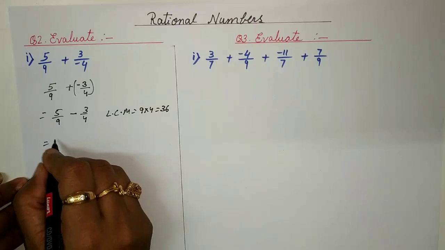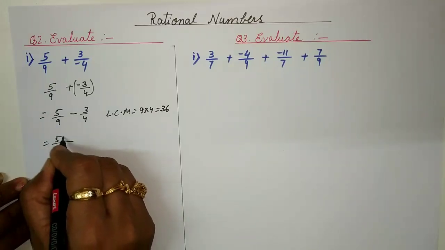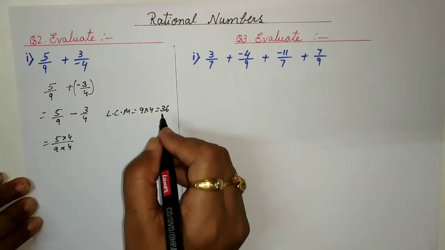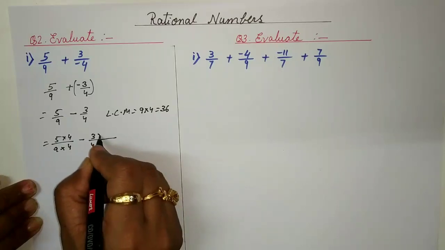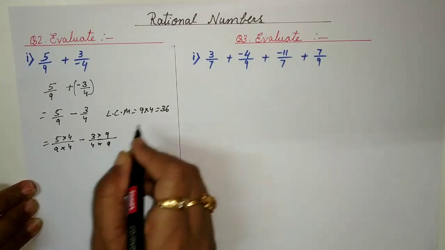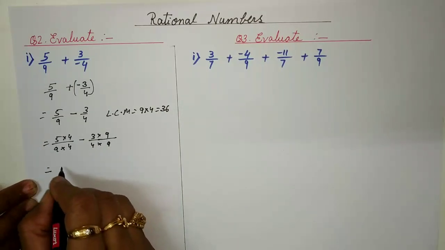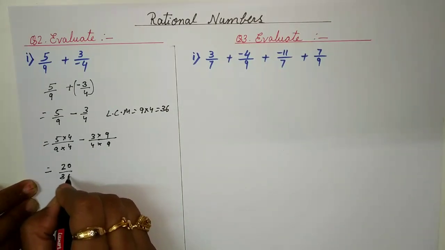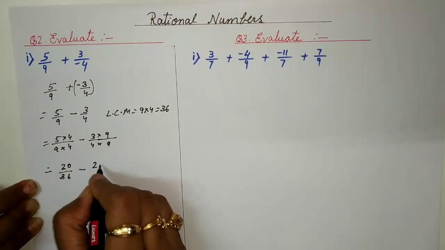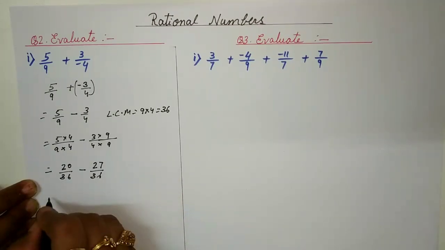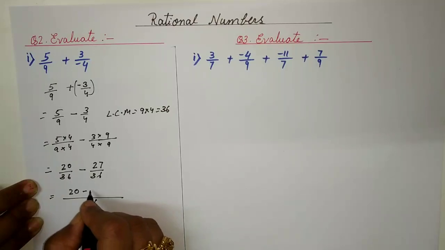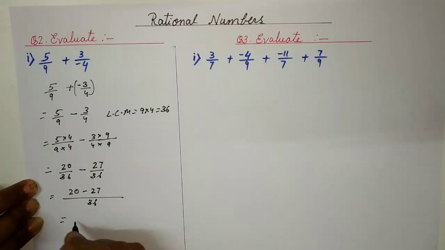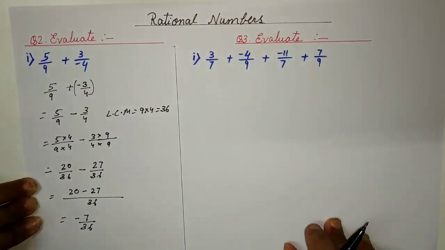Now when you have 5 by 9, the equivalent fraction is into 4 so as to make it 36. Minus 3 by 4, the equivalent fraction is into 9 so as to make it 36. So you get 20 by 36 minus 27 by 36, that is equal to common denominator 36, 20 minus 27. So the answer is minus 7 by 36 and it's a rational number.